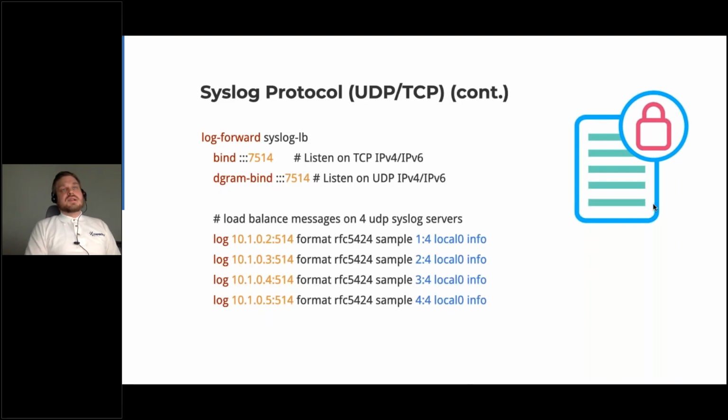So this is just an example configuration for the new log-forward section. Keep in mind, I'm not showing all of the possibilities here. There are a few other things that you're able to do, but I just wanted to give a high-level example of how you could use this. In this example, we're accepting new syslog connections on both TCP and UDP over port 7514, and then we're translating the messages to RFC 5424 and forwarding them on to 4 backend syslog servers that each have a defined sample rate of 1 in 4 messages per server.